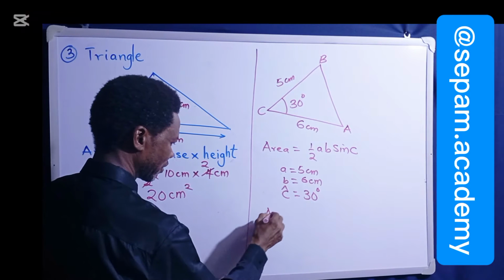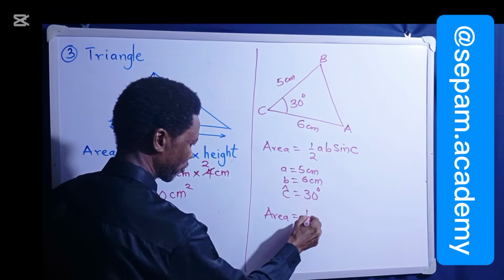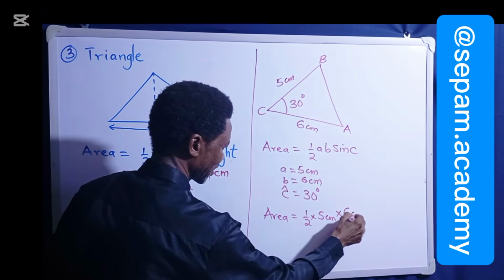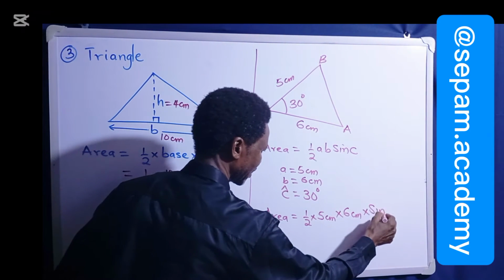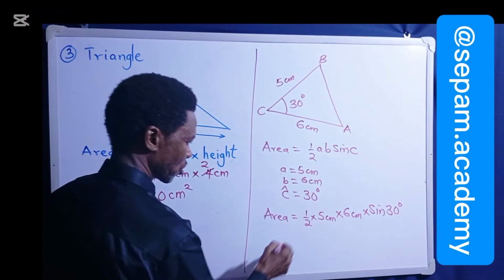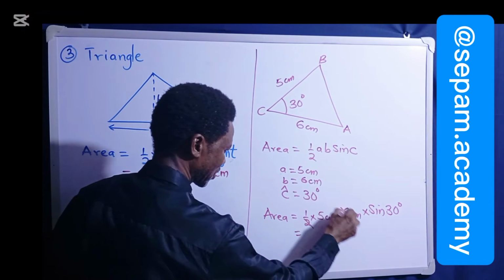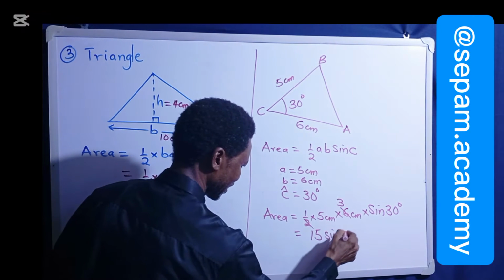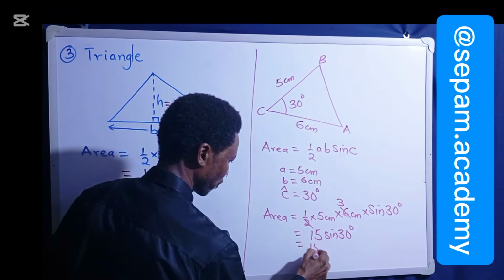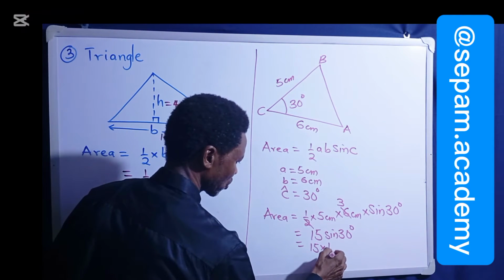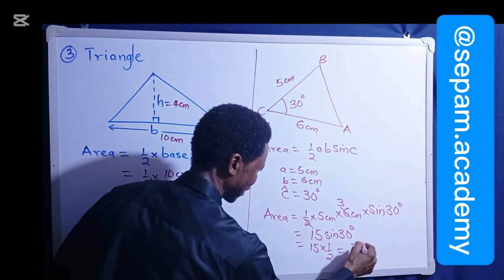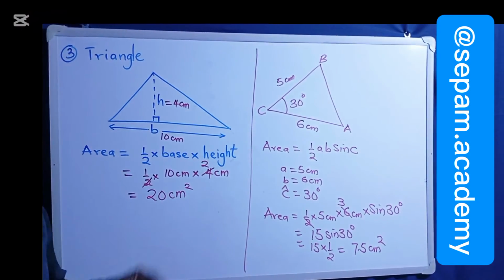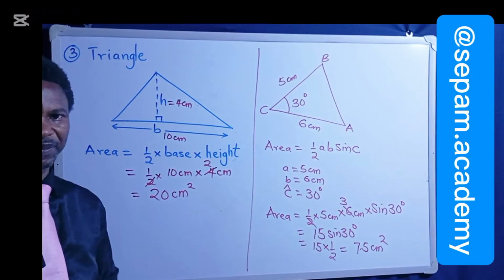So what is the area? Area is equal to half times 5 cm times 6 cm times sine 30 degrees. So this can cancel this to give us 3. So that gives us 15 sine 30 degrees, which is equal to 15 times half. So that is equal to 7.5 cm square. So these are the two ways you can calculate the area of a triangle.